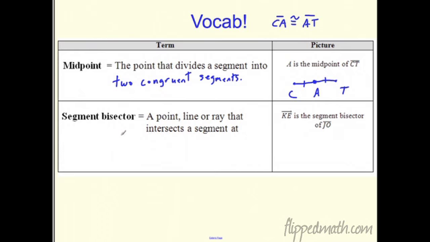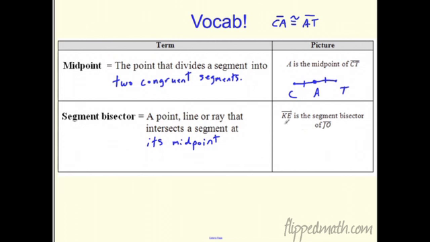How about a segment bisector? Let's think about what this means. We know what a segment is. Bisector means it cuts it in half, so it's very similar to midpoint. Let's look at this definition. It's a point, a line, or a ray that intersects a segment at... where do you think it's going to intersect it? It's going to intersect it at its midpoint. So if it goes through the midpoint, we call it a bisector. It's cutting it in half. It bisects it.